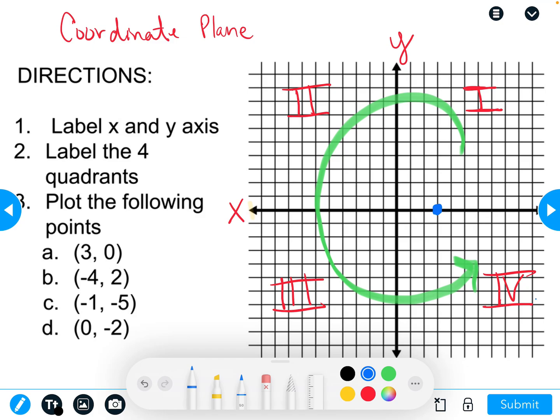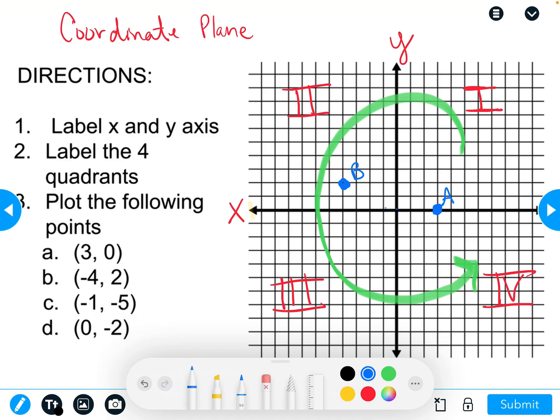The second point, that's B, is negative 4, positive 2. So I'm going to move over from the origin to negative 4. 1, 2, 3, 4, right here. And now the directions say positive 2. So I'm going to ride the elevator up 2 floors. 1, 2. And I can label that B.